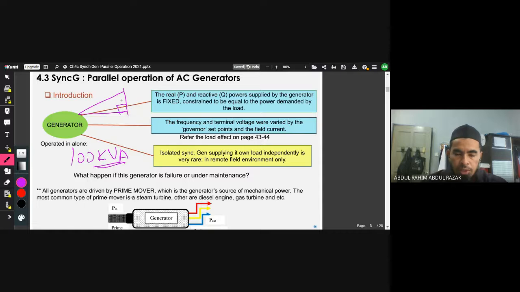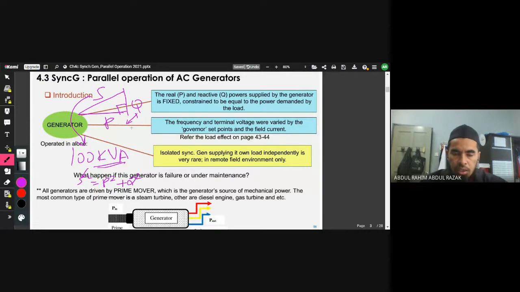from our trigonometry point of view, this kVA is the apparent power. So it consists of P and Q elements, which means that S squared is equal to P squared plus Q squared. So this 100 kVA represents the S. The real power P and reactive power Q supplied by the generator will be fixed and constrained to be equal to the power demanded by the load.